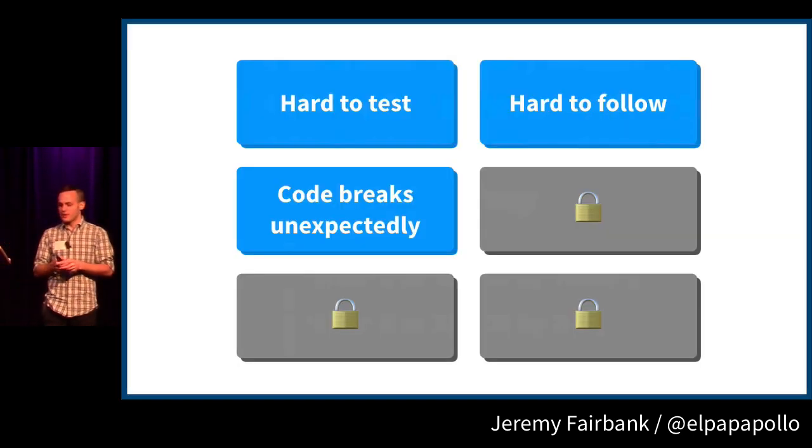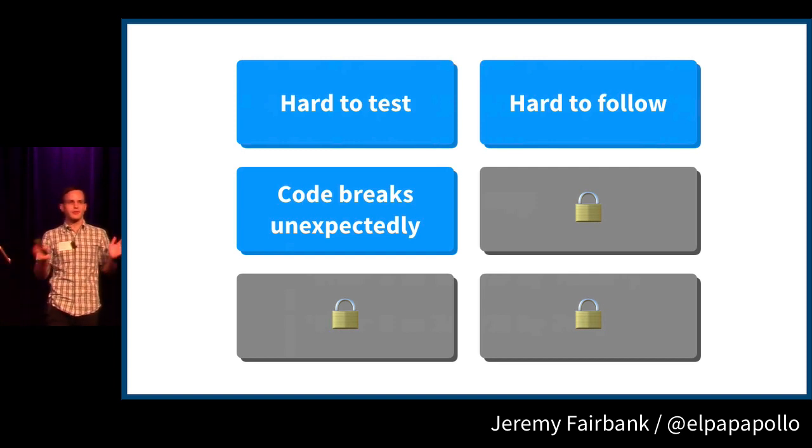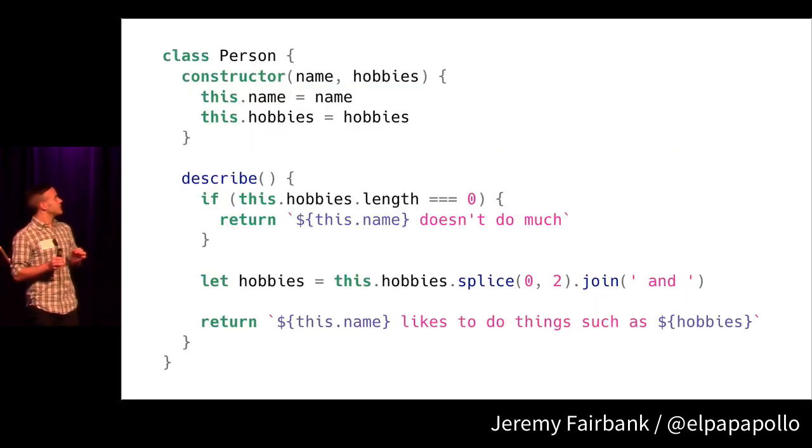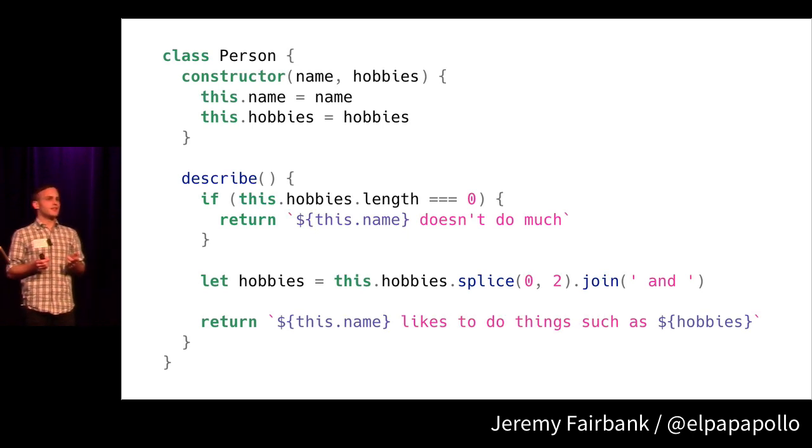So under our third problem, my code breaks unexpectedly. Now, there could be a host of different reasons why this might happen, but we're going to focus on one thing in particular. So don't shudder too much. This is a class. It's a person class. It's got a constructor. It takes a name and hobbies, and it stores both of those on the instance.